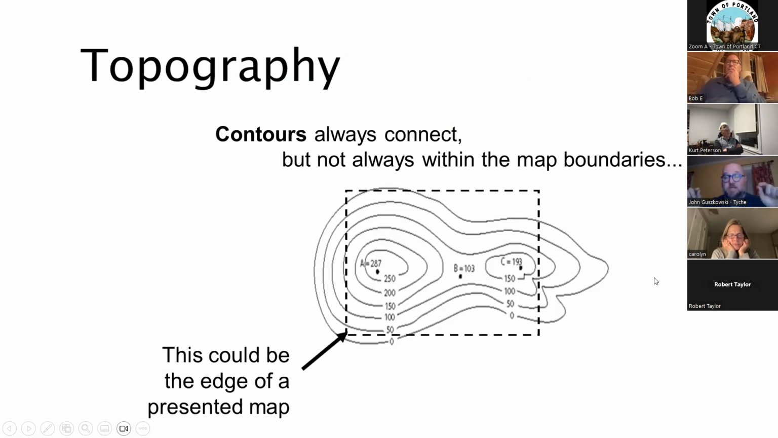Contours will always connect with each other. Very frequently, because a map is not infinite, it is not the entirety of the Earth, it has to cut off. So sometimes the contours will not connect within the map boundary, but they will always connect as part of some real topography, some real landscape.